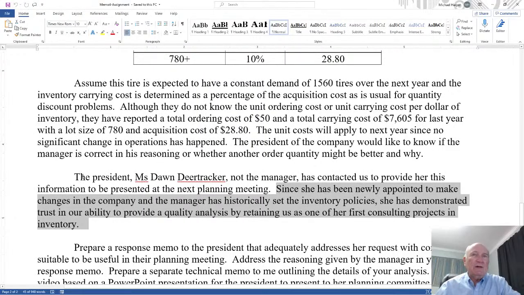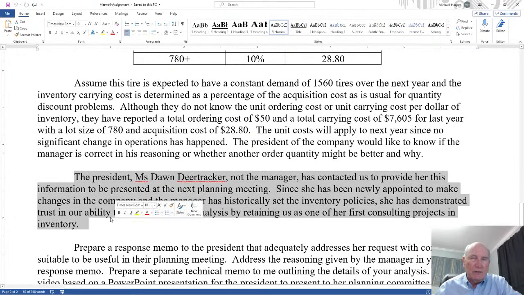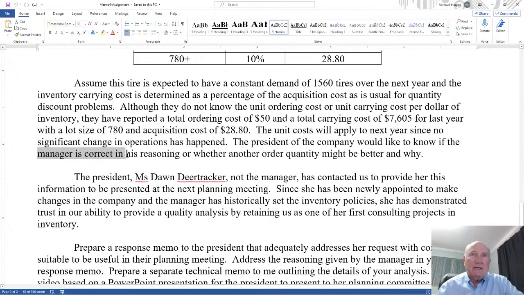So that right there kind of sets the mood of this, because the president, Ms. Dawn Deertracker, is new. She's bringing us in, third party, and so recognize the situation in this communication. This is going to be a communication to provide her what she wants. Is the manager correct in his reasoning? So let me highlight that. That's the first thing she wants to know.